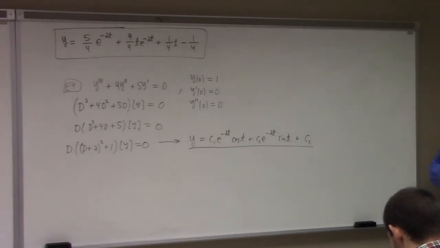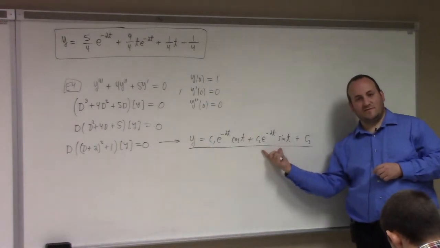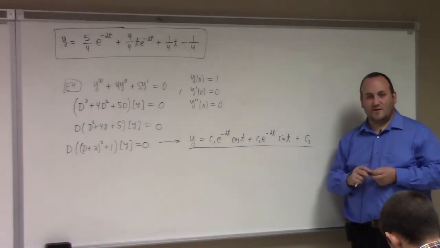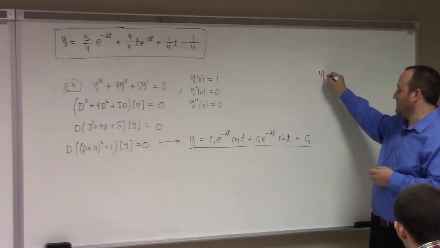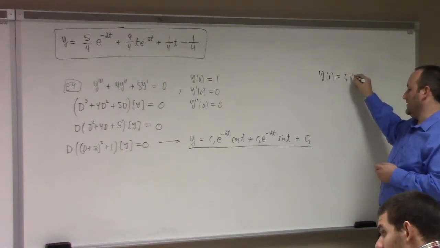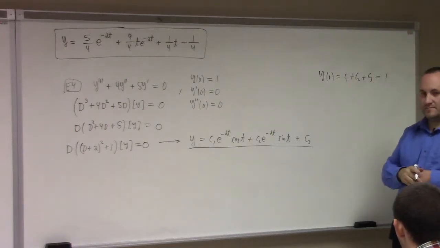I'm not actually going to do it, but then you'd have to plug in y of 0, y prime of 0, y double prime of 0. It's especially unpleasant here because we have products of functions, which means I have to do the product rule. This is a nasty problem, and it's 3 equations and 3 unknowns. For example, y of 0 is C1 plus C2 plus C3, as it happens, et cetera.